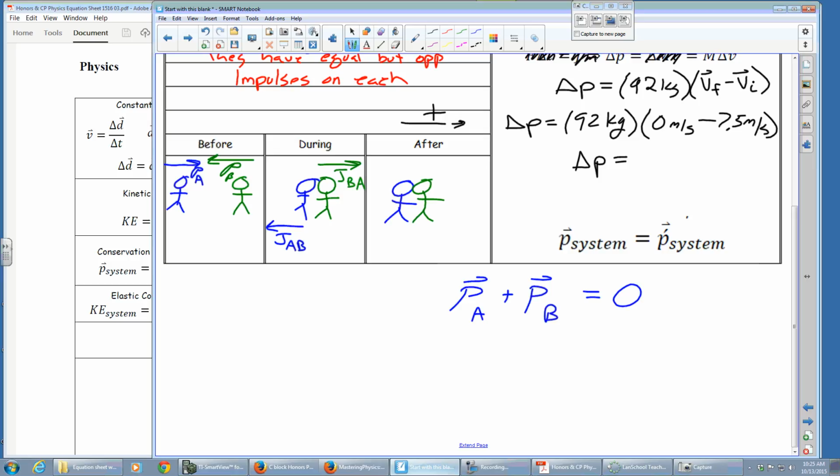Do you guys want to deal with the vector nature now, or let's deal with it as velocity? We'll deal with it after. So this is going to be the inertia of A times the velocity of A plus the inertia of B times the velocity of B equals 0. Should I split that into both sides or substitute in? Substitute in? Okay.